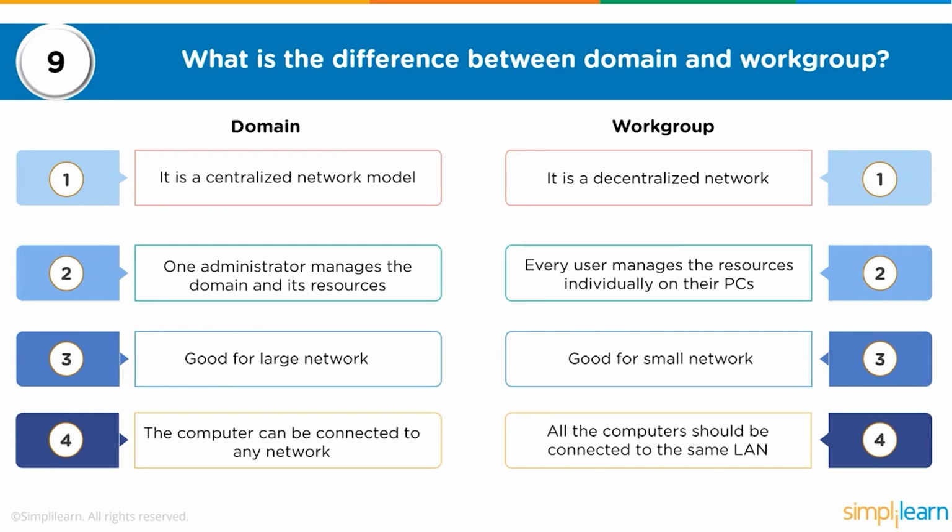The computer can be connected to any network. That means you can be on the internet, and through the internet using a VPN, you can connect to your corporate network, authenticate in, and get access to whatever resources you are allowed to access. Whereas in a workgroup, you have to be a part of that network to access that particular network. If you change your location, you go and connect to another Wi-Fi, you will lose access to your previous Wi-Fi.